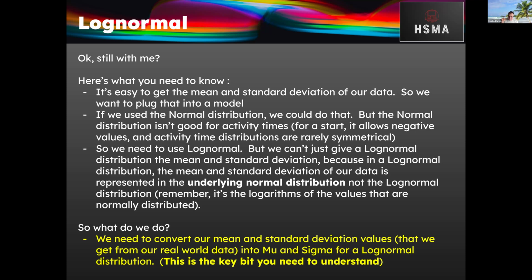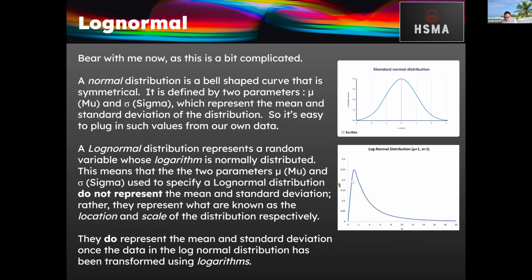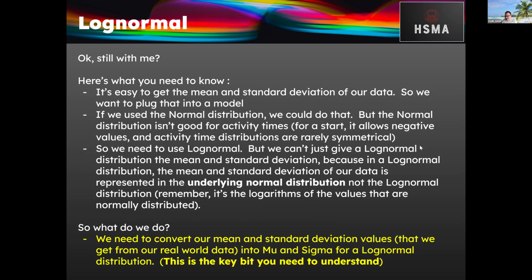Remember, in a log normal distribution, it is the logarithms of the values in that graph. So the logarithms of these values are actually normally distributed like this. That's why we can't just say, give me a log normal distribution with this mean and standard deviation. So what do we need to do?